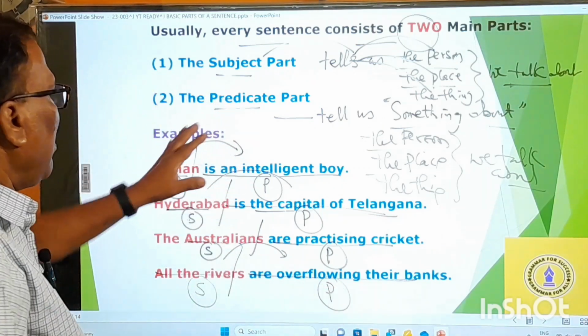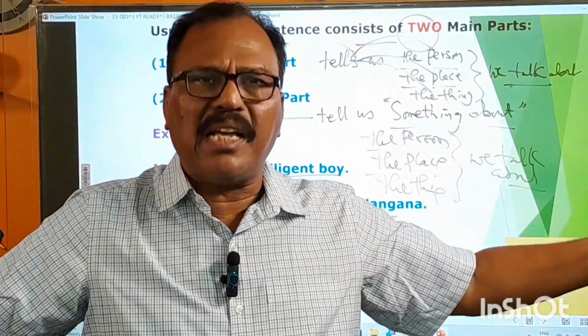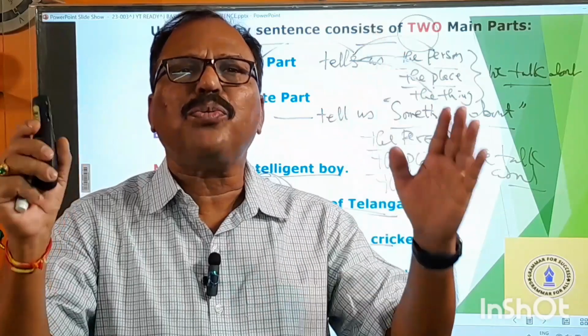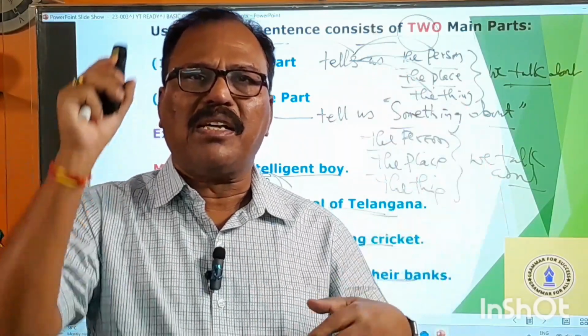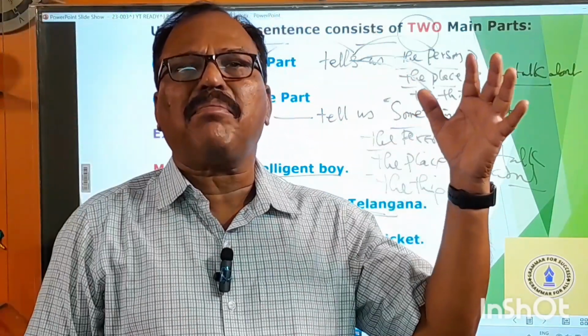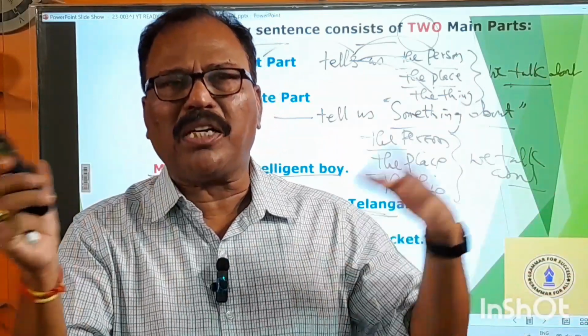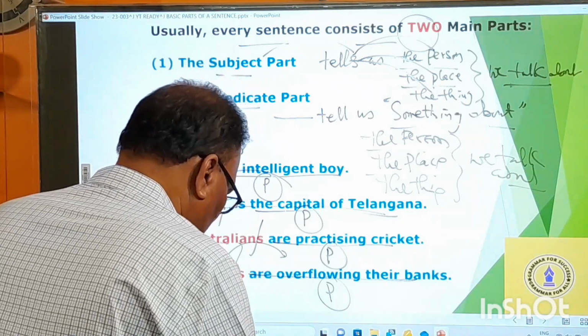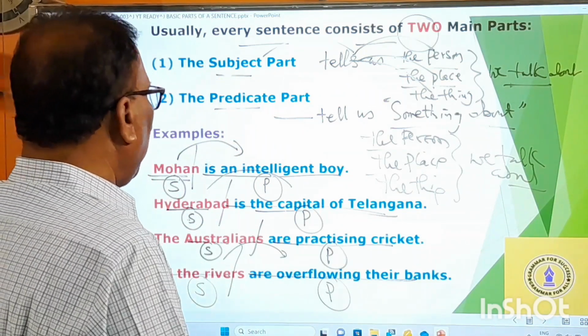So in this way, each and every sentence normally consists of two parts. What is that? The subject part and the predicate part. Now this concept you have understood. Now let's go to the next slide and learn other important things.